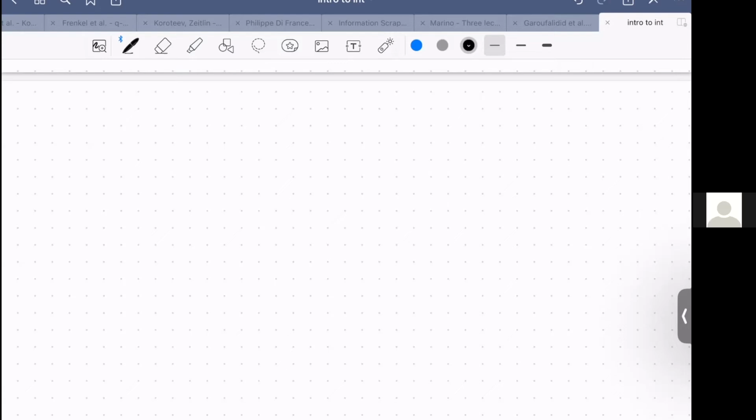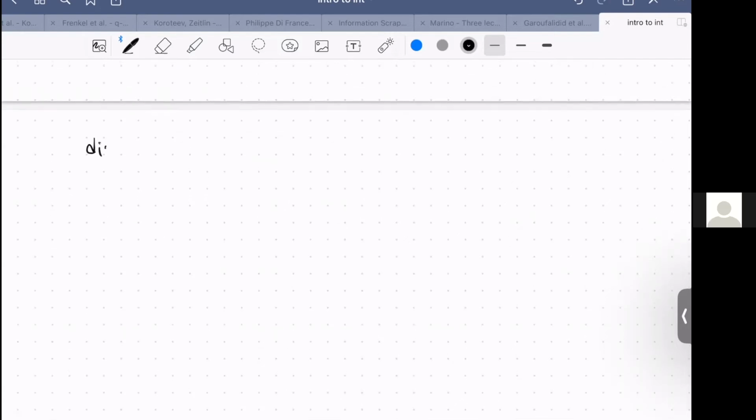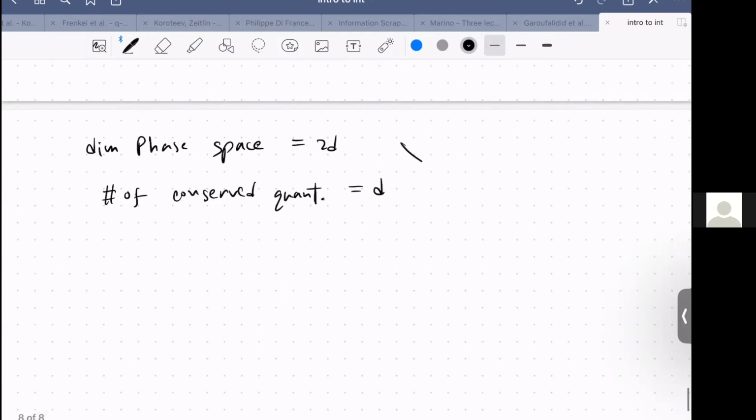So the criterion is this: if the dimension of phase space is 2D, and the number of conserved quantities is D, then it's integrable, right? Well, the conserved quantities always have to be in involution. Then it's integrable.